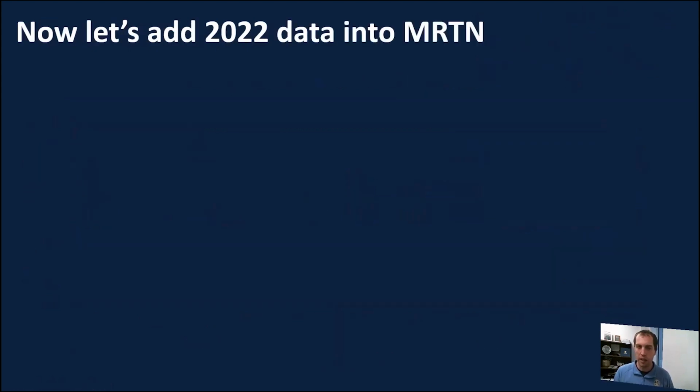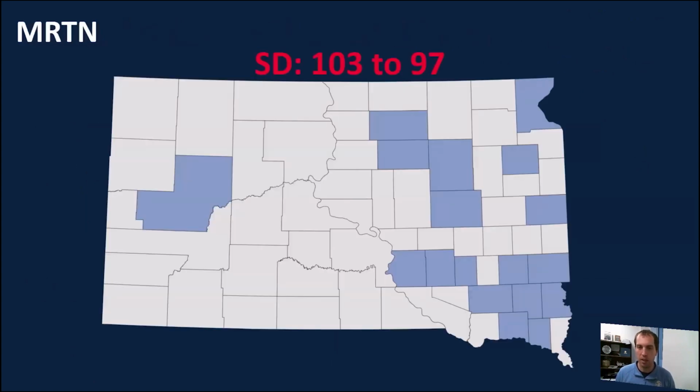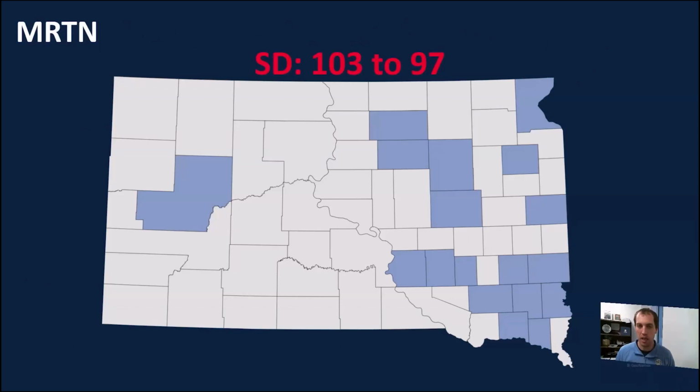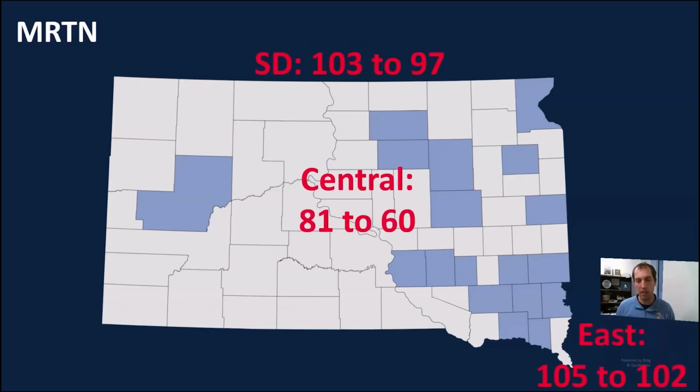Now, if we want to add in 2022 data, how does that affect this recommendation? So if we go from 103 pounds to 97 pounds across the state, 81 down to 60 in the central part of the state, which actually shows us that our rate probably needs to be a little bit lower as we see some of these dry years continuing, and the eastern went down just a little bit from 105 to 102, so not a big change in eastern South Dakota.